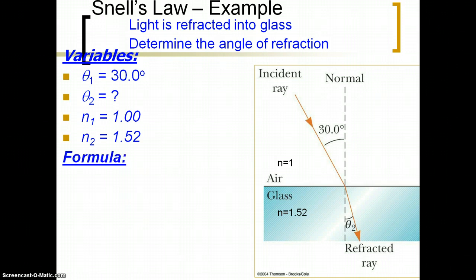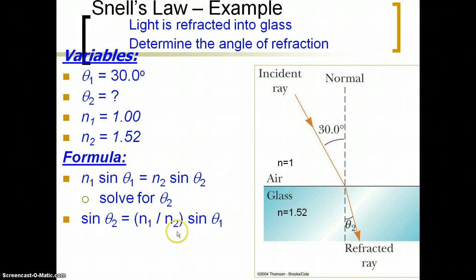What formula will you use? Snell's law. N1 sine theta 1 equals N2 sine theta 2. Now, this is where it gets really strange, because you got to solve this equation for the angle. So the first thing I do is divide both sides by N2. I'm going to get rid of the N2 from this side to get sine theta by itself. Sine theta 2 is equal to N1 divided by N2 times sine theta 1.